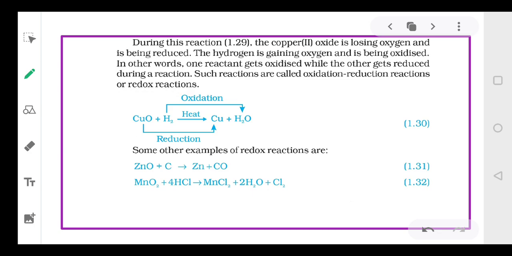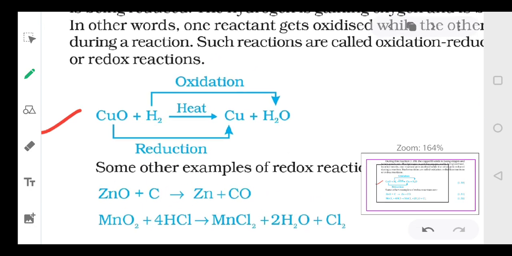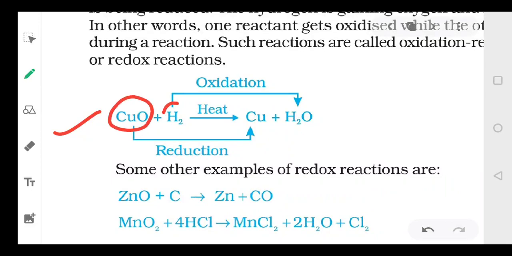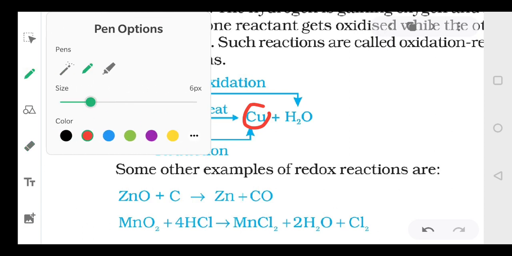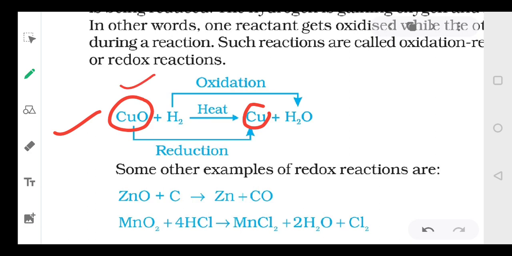Now let's see this. I hope we have talked about oxidation. Oxidation means addition of oxygen, removal of hydrogen. I'm doing an example with you. We have copper oxide and hydrogen. So copper oxide is reacting with hydrogen, and here you have only copper. Just compare the copper on both sides. Here it is copper oxide, and here it is only copper. Here it has oxygen, here it does not have oxygen, meaning it has lost oxygen. So copper oxide is undergoing reduction.